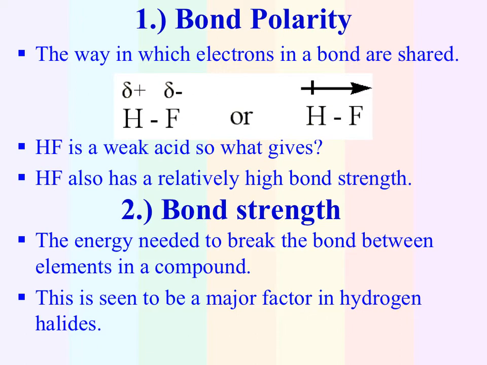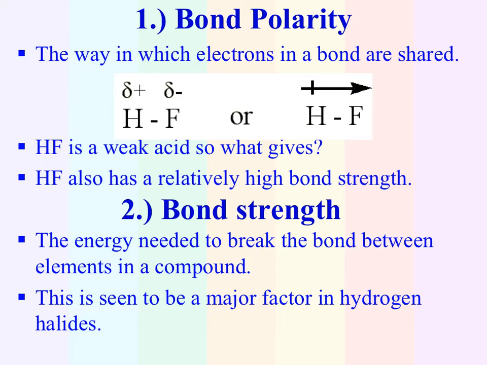Okay, so if we look at hydrogen and fluorine in this HF molecule, we know that fluorine is way more electronegative than hydrogen, and so what ends up happening is the electrons that are being shared in this bond right here are being shared unevenly. So that gives us a polar covalent bond. And what that means is that there's going to be more electron density around the fluorine atom than around the hydrogen atom. So we know that HF is a weak acid.